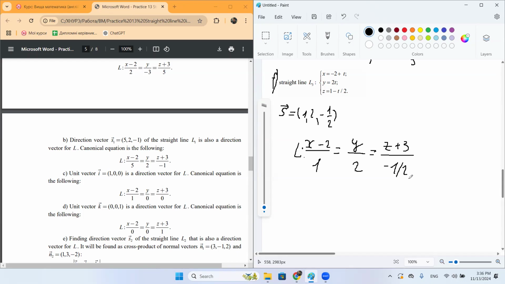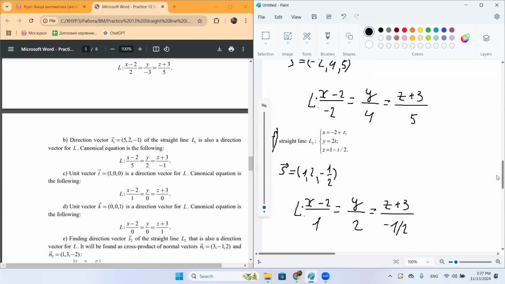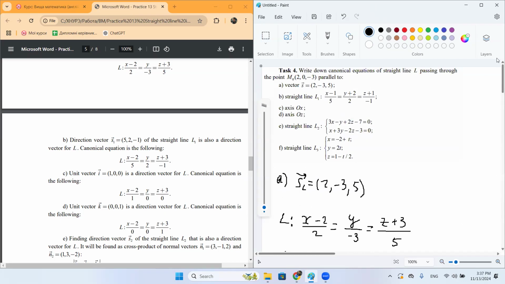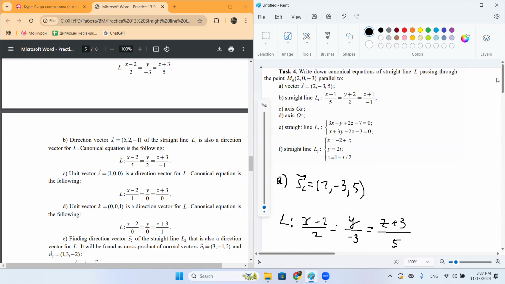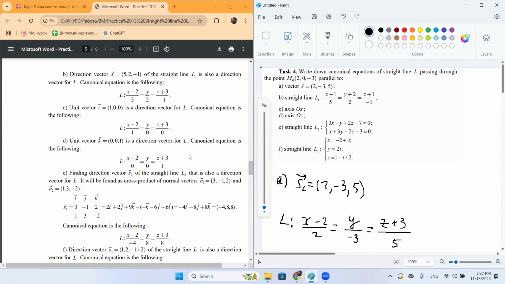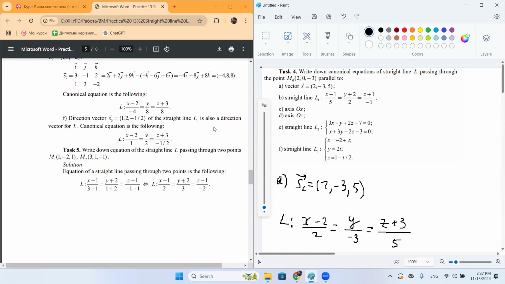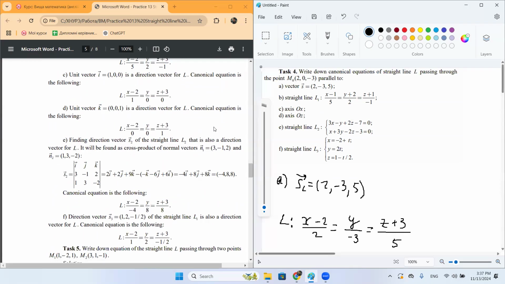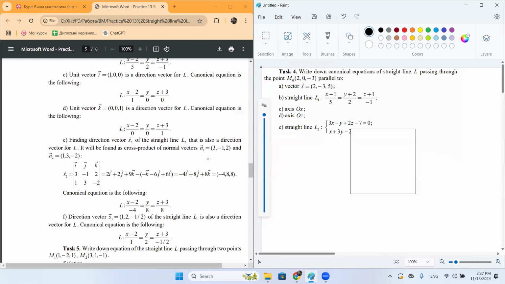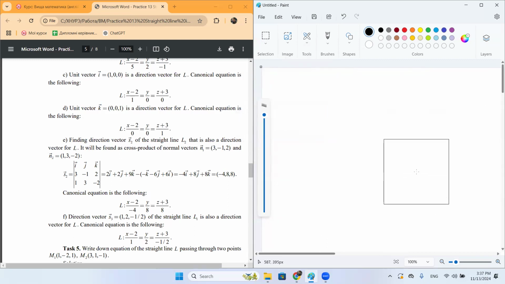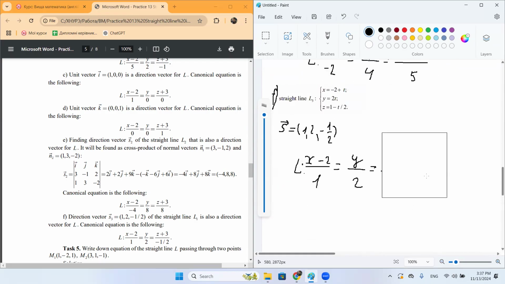But why z +3? Ah, because we put the point. Okay, understand. So z +3, right? Yeah, because such coordinates. More questions? Okay, if no questions, let's move next. Solve 1 or 2 tasks, and we will have a break.